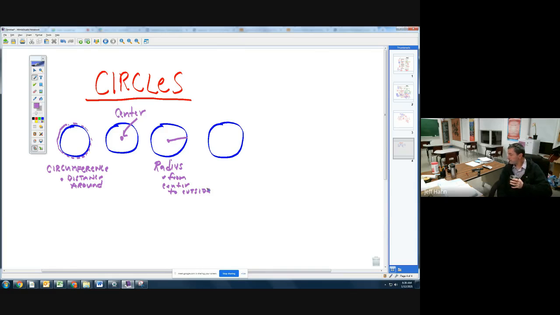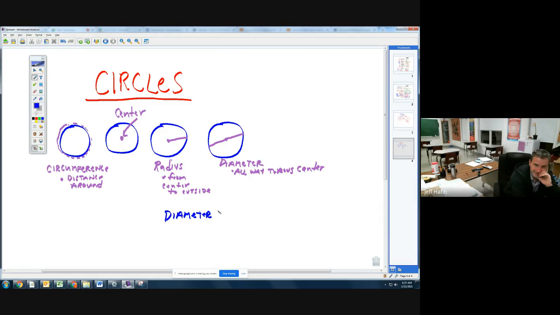And last but not least in our little discussion today is, if you go through the center of the circle from one side all the way to the other side, that is called the diameter. The diameter goes all the way through, and it goes through the center as well. And one thing we need to highlight here is how the diameter and the radius are related. Well, the diameter is twice the radius.